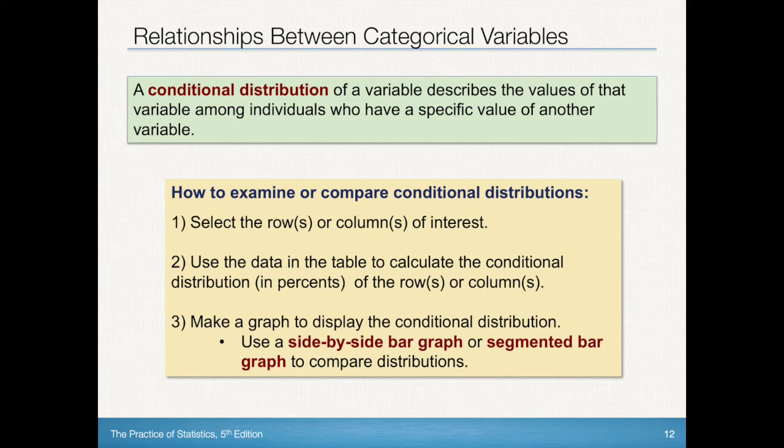And so when we actually examine or compare conditional distributions, the first thing we want to do is determine which row or column we're interested in. Is it female, is it male, or is it perhaps one of the answers? Then we're going to use the data in the table and we're going to calculate the percentages based upon that variable. And once we do so, a graph of either a side-by-side bar graph or a segmented bar graph, which we'll show you shortly, can be used to actually determine if there is some sort of meaningful conclusion we can make about these variables once we have it.